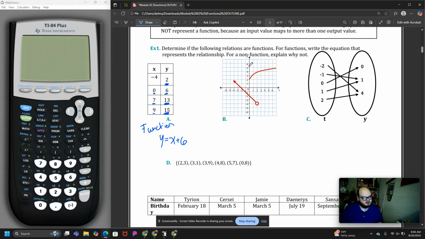Now let's look at this one. I can draw a vertical line here and here, but wait, what if I draw a vertical line here? I'm hitting both of these lines. I'm hitting here, and I'm also hitting this other line here. And I cannot have that happening. x can only be going to that one y value. So this is not a function, okay? Because it does not pass the vertical line test.